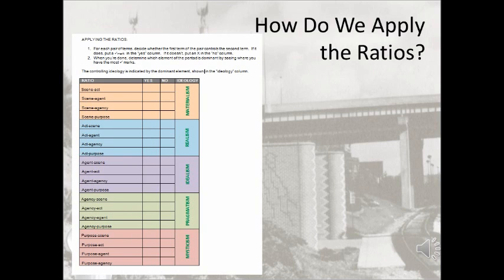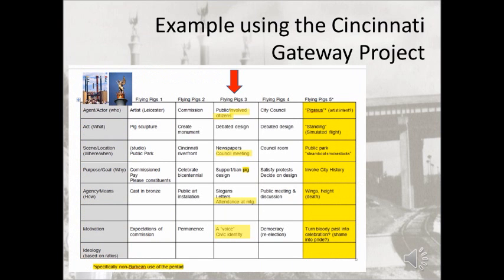The second step occurs after you've examined all 20 ratios. You then look at your results to see which element of the 5 has more check marks in the yes column than any other. With any luck, the results will be pretty clear, although it's possible that 2 elements are competing for dominance. Let's now go through an example using the Cincinnati Gateway Project, particularly with respect to the public protests regarding the use of bronze flying pigs in the artist's design.